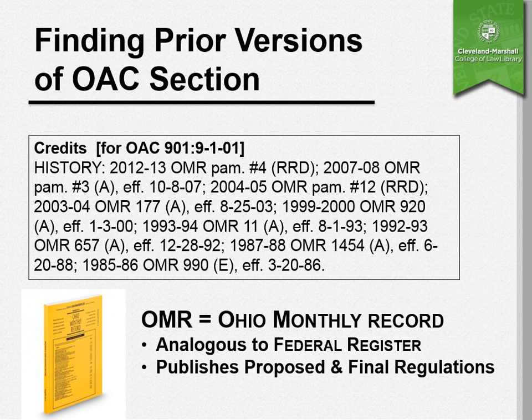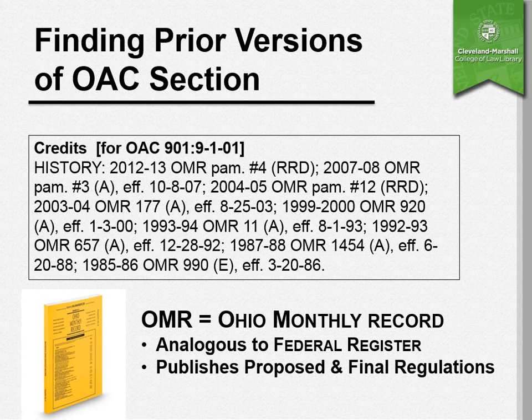To find regulations that created or amended an OAC section, or prior versions of an OAC section, look at the credits or history information at the end of that OAC section. This slide displays credits history information for our OAC section. OMR stands for Ohio Monthly Record. The letters after each OMR site indicate what happened to the regulation. For example, A equals amended.